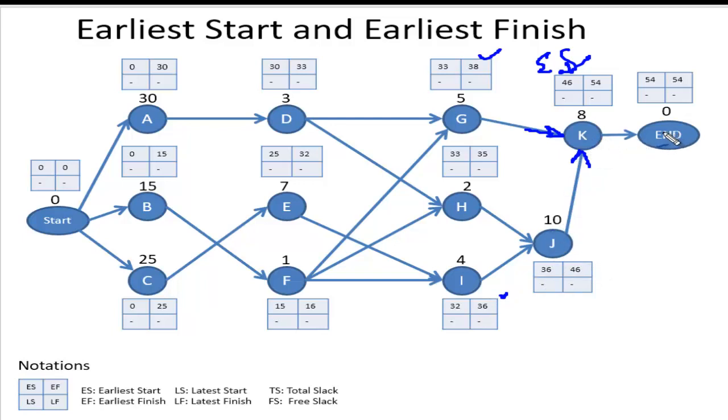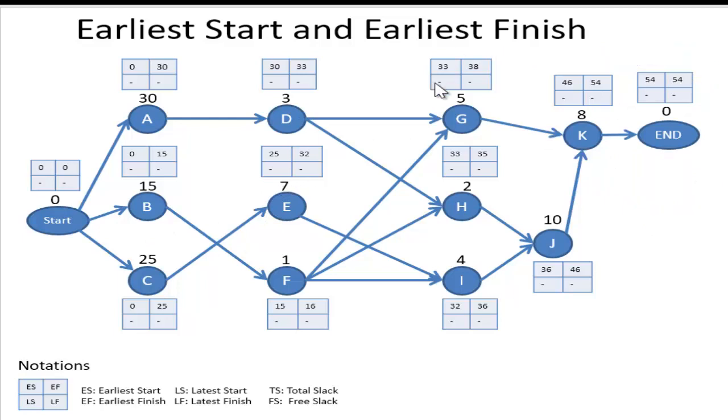Now after that we go to the end. Okay, so the end node will have the earliest start time and earliest finish time. The earliest start time will be the same. What is the earliest finish time? It takes 0 cost. So 54 plus 0 is 54 only. So for the end node, 54 will be the start time, and 54 will be the finish time. That means 54 is the completion time of this whole project.